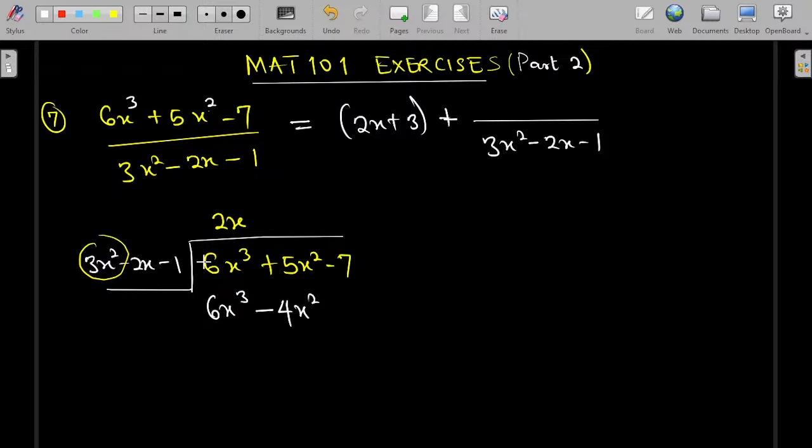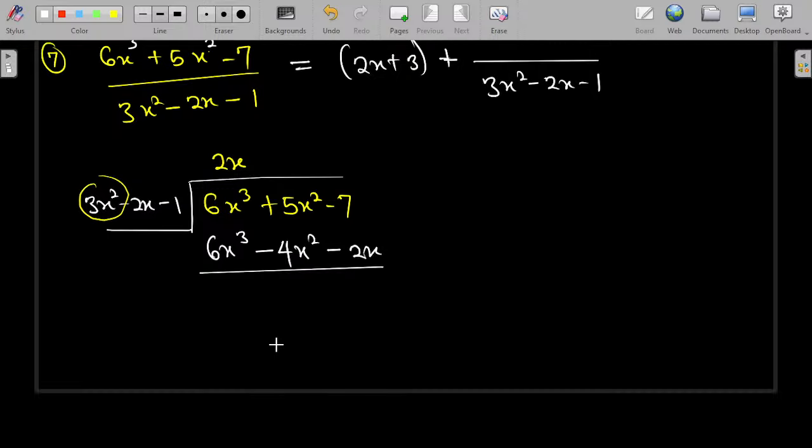And finally, 2x multiplying minus 1 will give us minus 2x. Okay, so we will now look for any remainder. So of course, if you subtract, this part will turn to 0, and then 5x squared minus 4 is going to give us 9x squared.